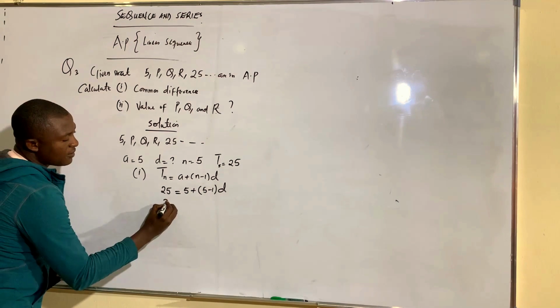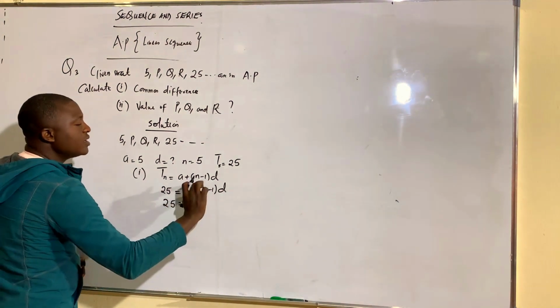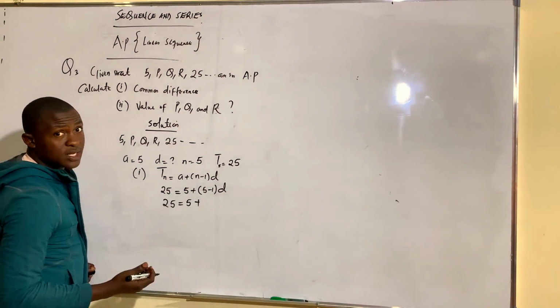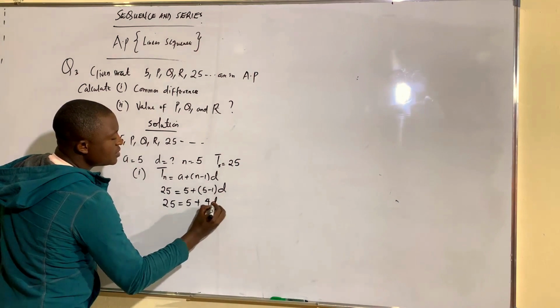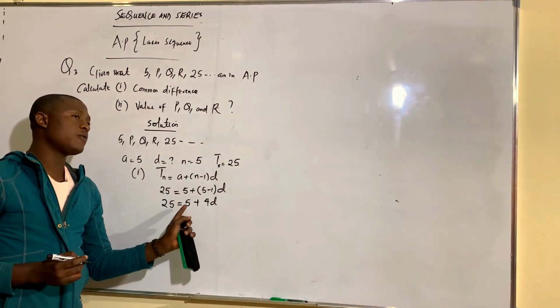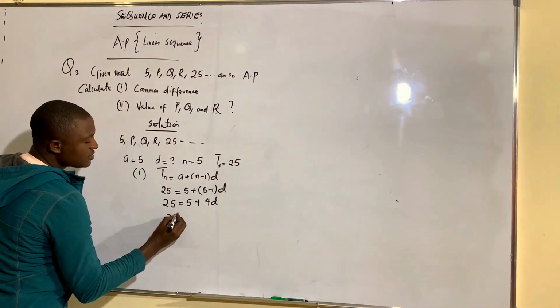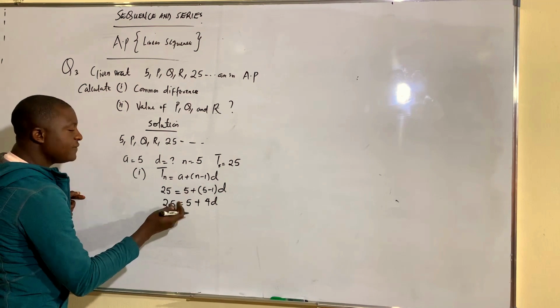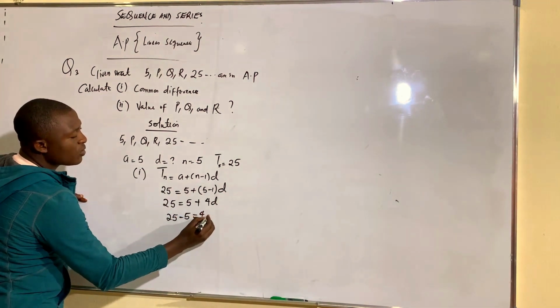So now I can have 25 equal to 5 plus 5 minus 1. That's going to be what? Good. That's going to be 4d. So now, since I'm looking for d, I want to collect the like terms so that I can move 5 to this side. So if I collect like terms, that means that we have 25. You can see this one is positive. If the positive comes to this side, it's going to become negative. So it's equal to 4d.